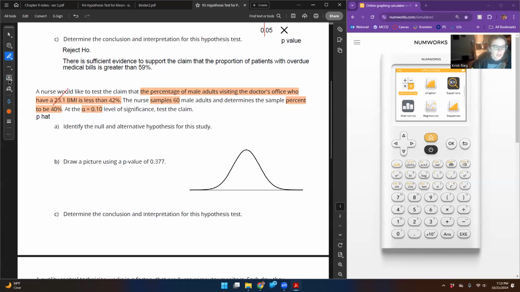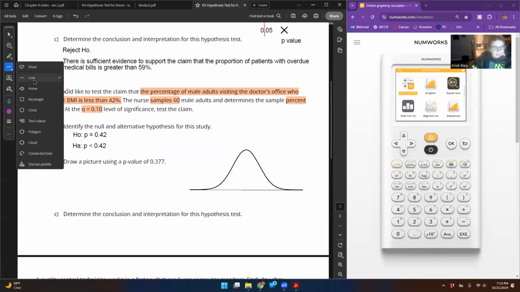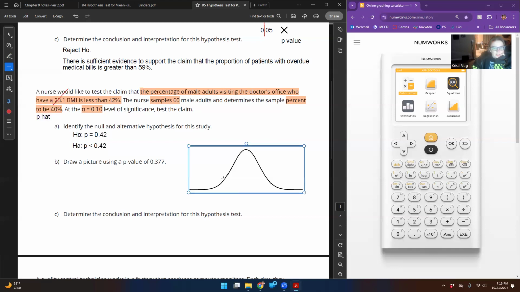So our hypotheses are the null, I'll just write it all out at once: P is equal to the percent in our claim written as a decimal, and the alternative is P is less than the number given in the claim, less than 0.42, written as a proportion. Okay, so less than tells us we are using a left-tailed test.